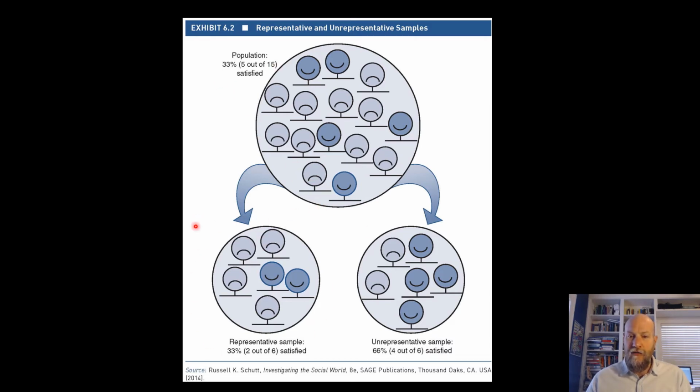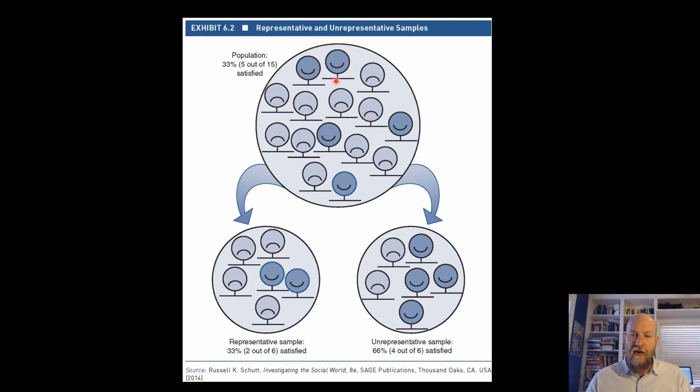The second sample here on the left shows that it is representative. It has the same proportion, in this case 2 out of 6 versus 5 out of 15, but it's still at 33% satisfied, excuse me. So it does represent, in this sample, the larger population. And this is just a visual to help you grasp the idea of what we mean.